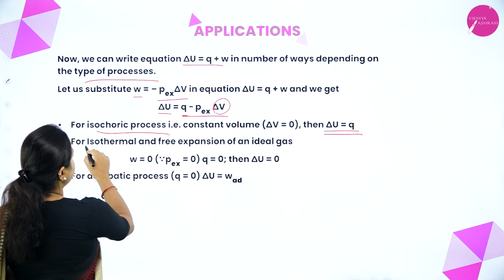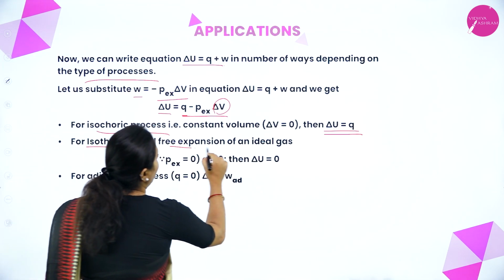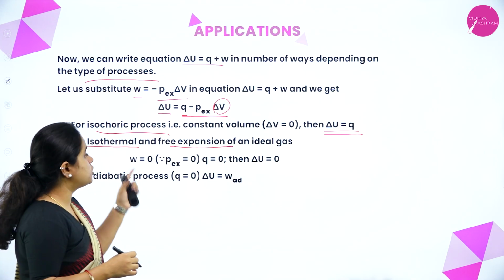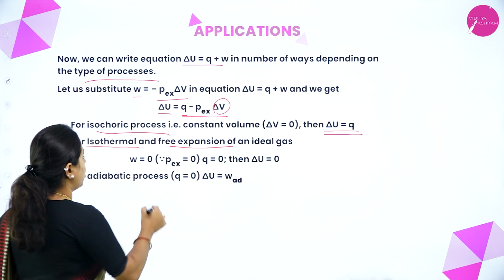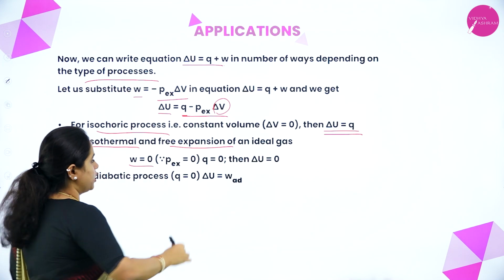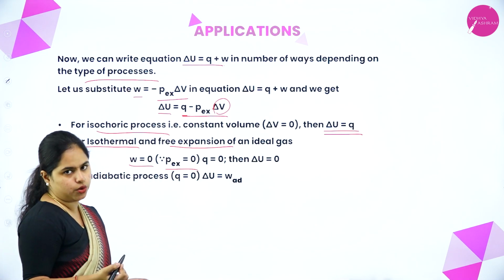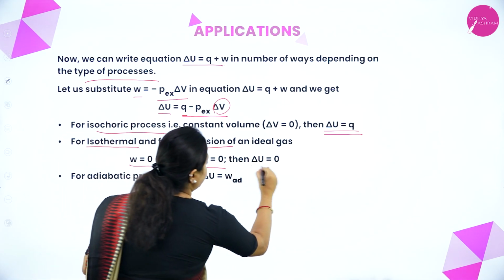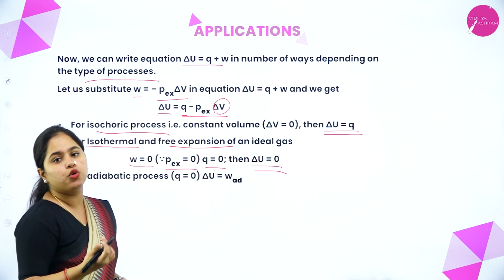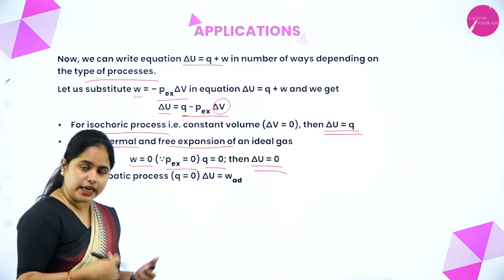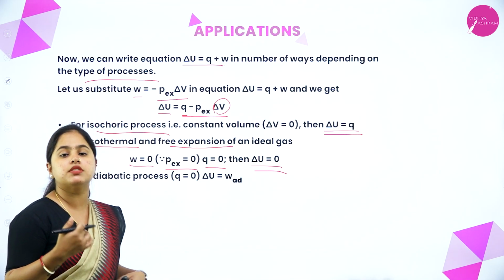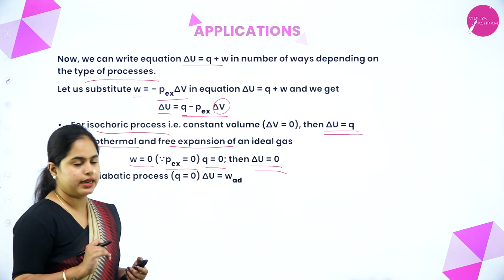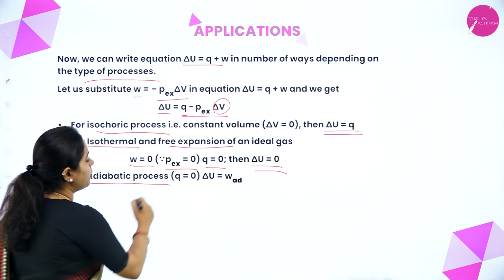Right. Now the next one is for an isothermal free expansion of an ideal gas. In the case of an isothermal free expansion, what happens? W will be equal to 0 because P external is equal to 0. Also, Q will be equal to 0. Hence, what happens to the equation? Delta U becomes equal to 0. The change in internal energy also becomes 0 for an isothermal free expansion of an ideal gas. Now the last one is for an adiabatic process.